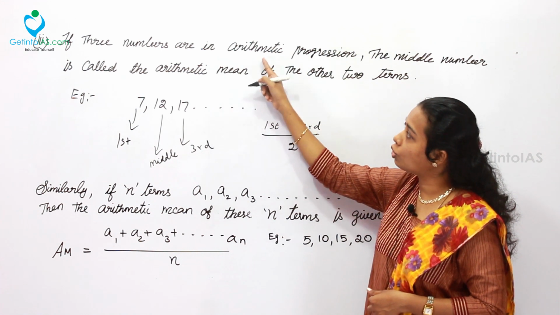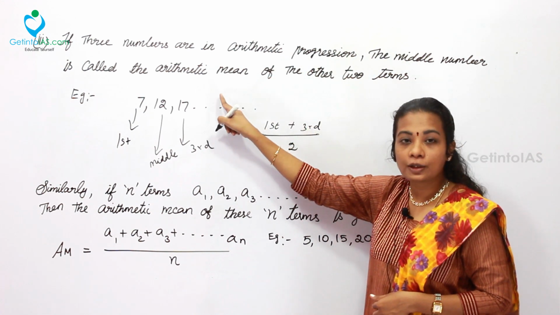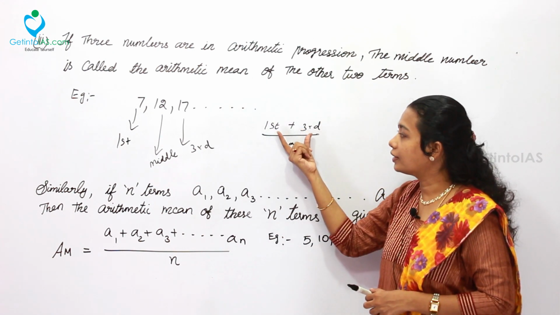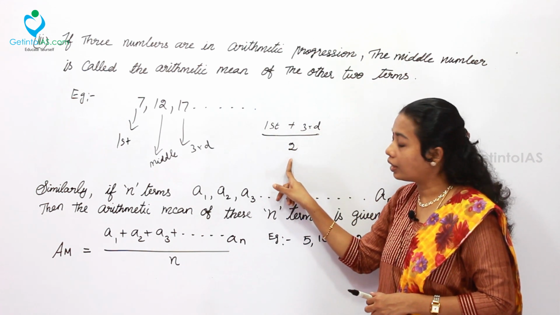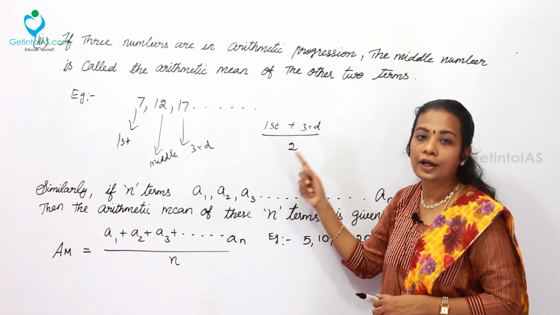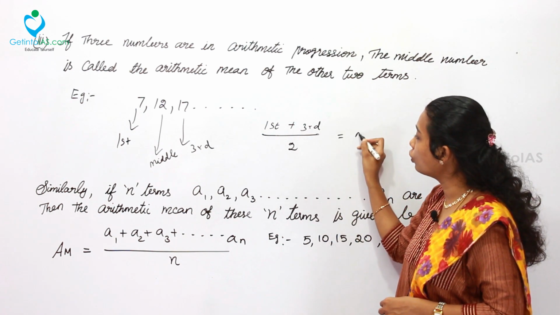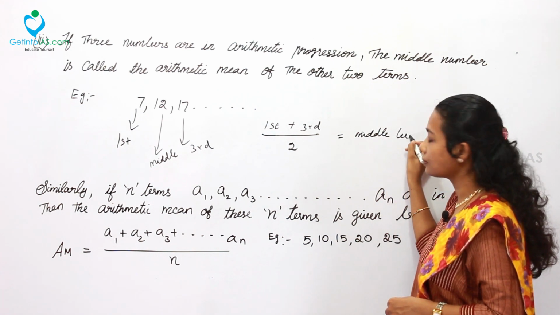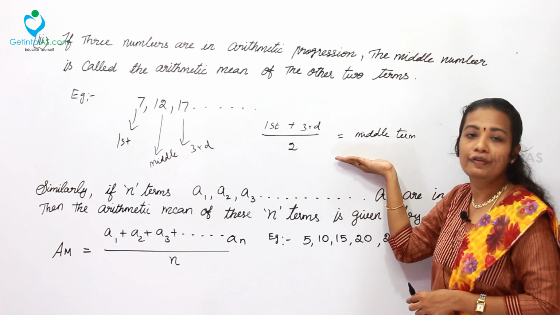If three numbers are in arithmetic progression, the middle number is called the arithmetic mean of the other two terms. Arithmetic mean means you take the two numbers, add them, then divide by 2. That is called the arithmetic mean. First plus third divided by 2 is equal to the middle number or middle term. Simply, I have taken this statement in terms of an expression.